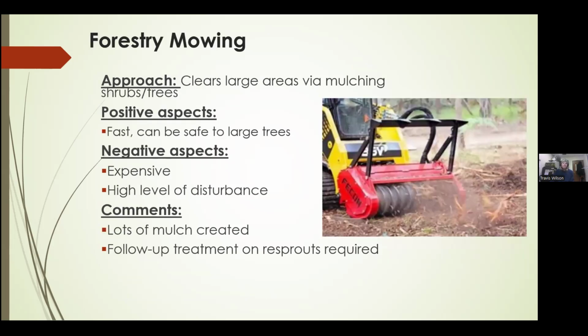Forestry mowing. The approach with this one is you get to clear large areas, using a machine like this, which you can see says Fecon. That's the brand for this one. But it's just an attachment a lot of times that aggressively mulches and crushes up trees and woody materials. This is great because you can get a lot of ground covered in a relatively short amount of time. You can clear a few acres so much faster than you would going in by hand.